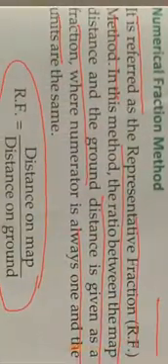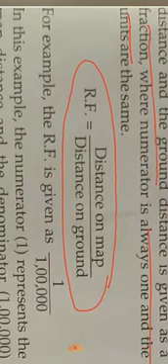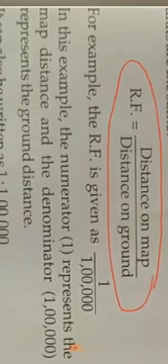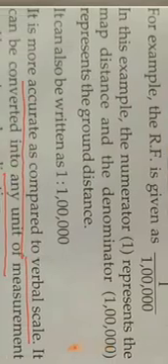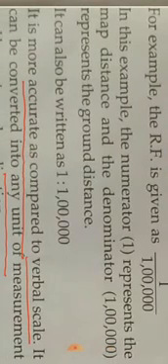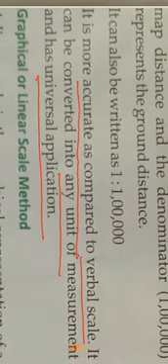Now, the second one, numerical fraction method. It is referred to as the representative fraction, RF, method. In this method, the ratio between the map distance and the ground distance is given as a fraction, where the numerator is always 1 and the units are the same. RF is equal to distance on map by distance on ground. For example, the RF is given as 1 by 1 lakh. In this example, the numerator 1 represents the map distance and the denominator 1 lakh represents the ground distance. It can also be written as 1 is to 1 lakh.